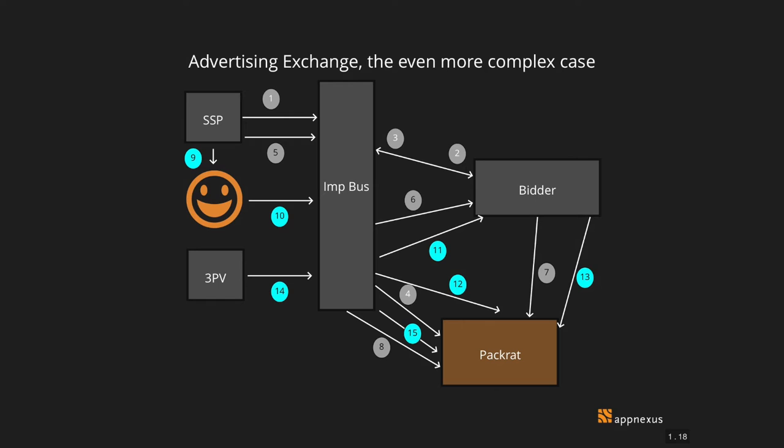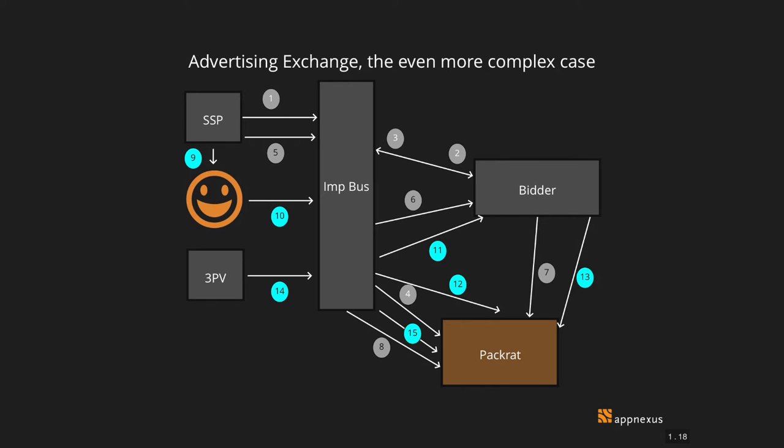And then if the transaction happens to be cost per viewable impression, which is something we offer on our platform, then the impression bus has to turn around and tell the buy side, the bidder, hey, this was viewed. And then the bidder has to go, okay, cool. I'm going to log out in 13 the fact that I have this viewable cost, and he'll log that out.